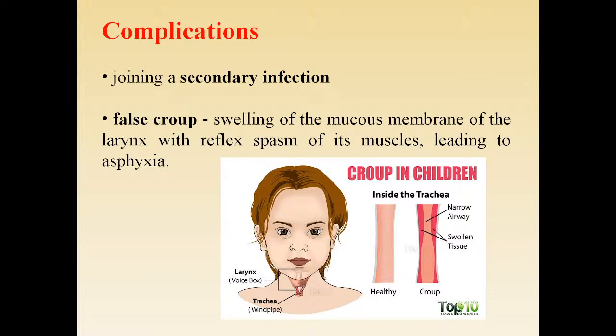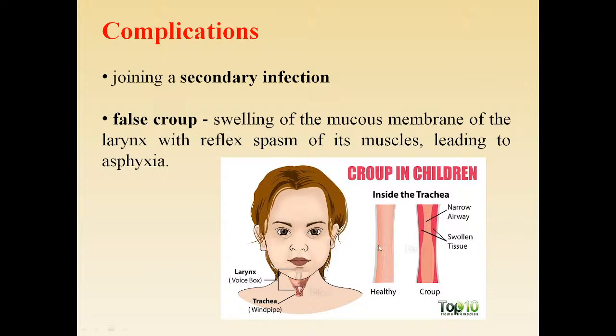Complications of parainfluenza include secondary bacterial infections and formation of false croup. What does false croup mean? This is swelling, or edema, of the mucous membrane of the larynx, leading to asphyxia.